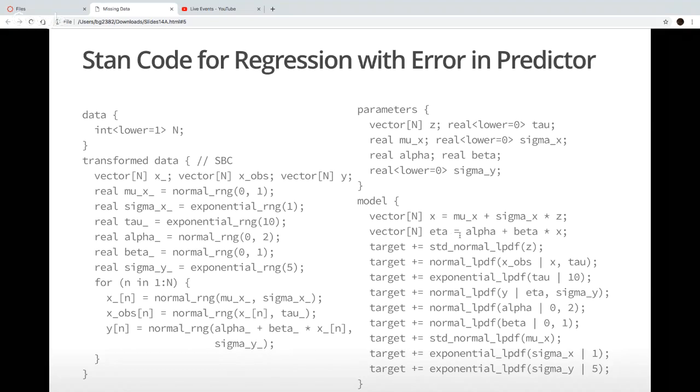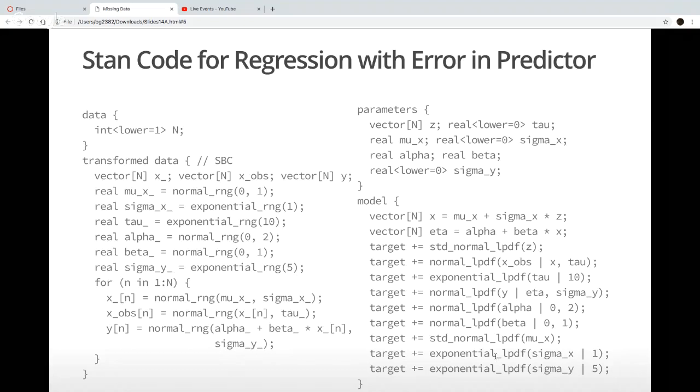Then create eta, which is just alpha plus beta times the true x, to be my conditional expectation of y. Then priors on all these things, inclusive of z. So if z has a standard normal prior, then that implies x has a normal distribution. If I scale up a standard normal random variate and shift it over by mu x, then it has a general normal. Okay, that's fine. And then just densities for all these distributions corresponding to how I think the data were generated.